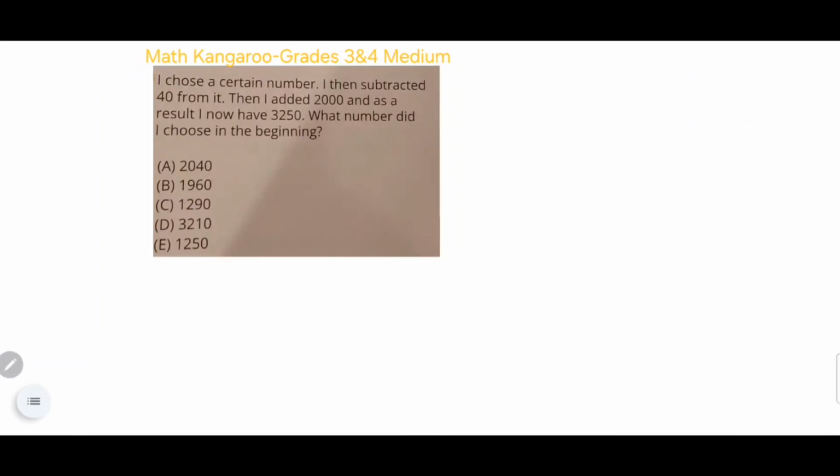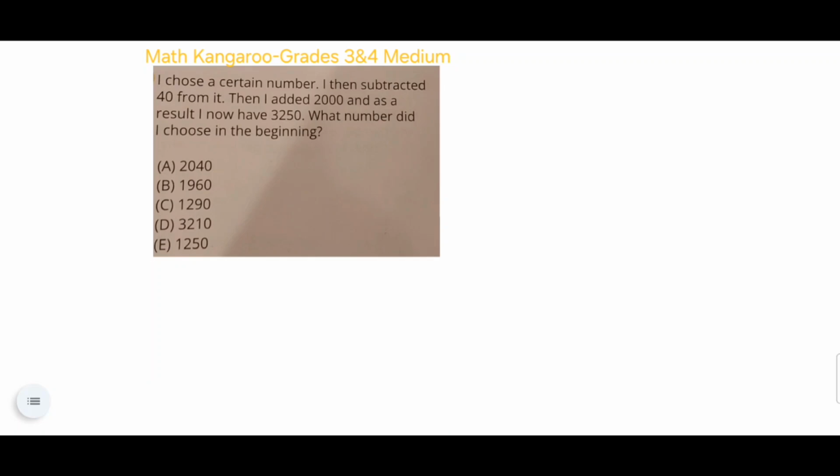Our last problem for today's video says, I choose a certain number, then I subtracted 40 from it. Then I added 2,000, and as a result, I now have 3,250. What number did I choose in the beginning?